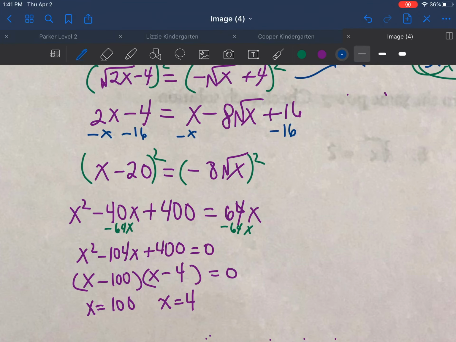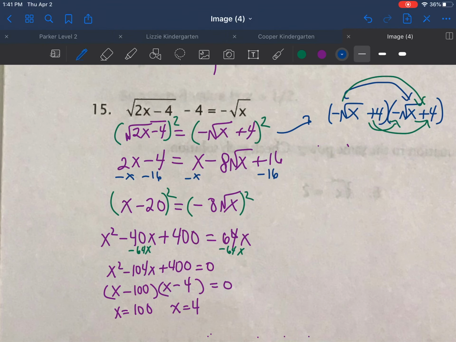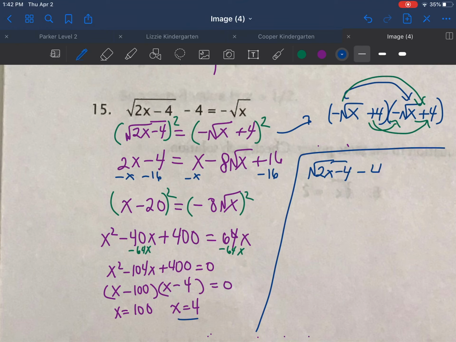But because we're such good math students and we always check our answers, we need to check both of these things out. So I'm going to make a little box over here for checking. If we plug in 4, I'm going to start there because it's smaller. We've got the square root of 2x minus 4. I'm just going to rewrite it up here. Minus 4 equals negative square root of x.